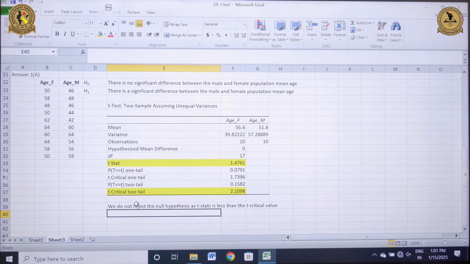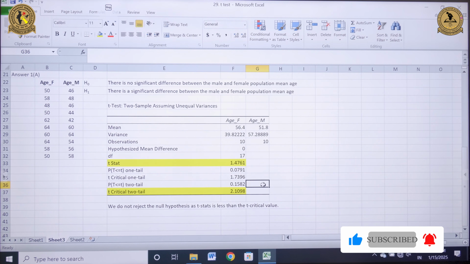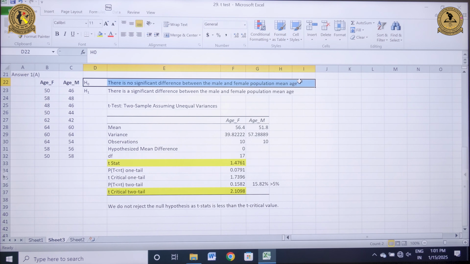Similarly, I can also take my decision based upon the p-value of the two-tailed test, which comes out to be 15.82%. Since the p-value is greater than the 5% level of significance, I will not reject my null hypothesis, which means that there is no significant difference between the male and female population mean age.